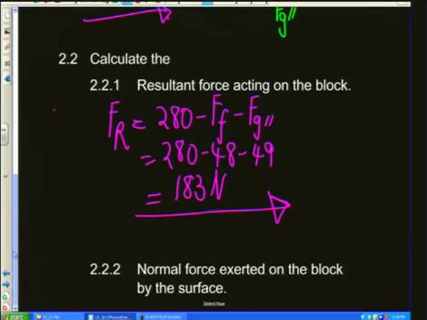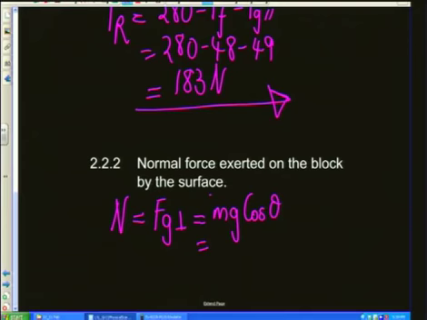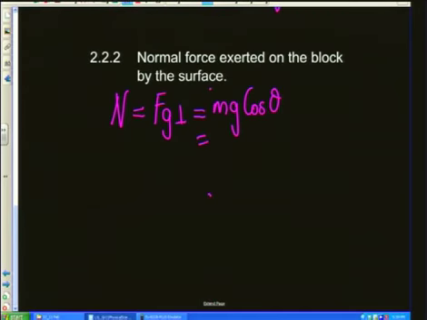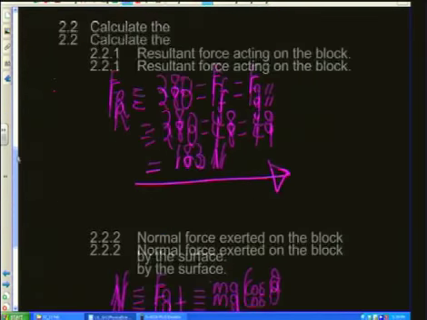Moving on, coming to 2.2.2, which is the last one on this, we have the normal force exerted on the block by the surface. Now, normal force will be equal to Fg perpendicular, remember? Therefore, that will be mg times the cos of the angle. Then you substitute all those things there. Remember, we worked out Fg to be 98.